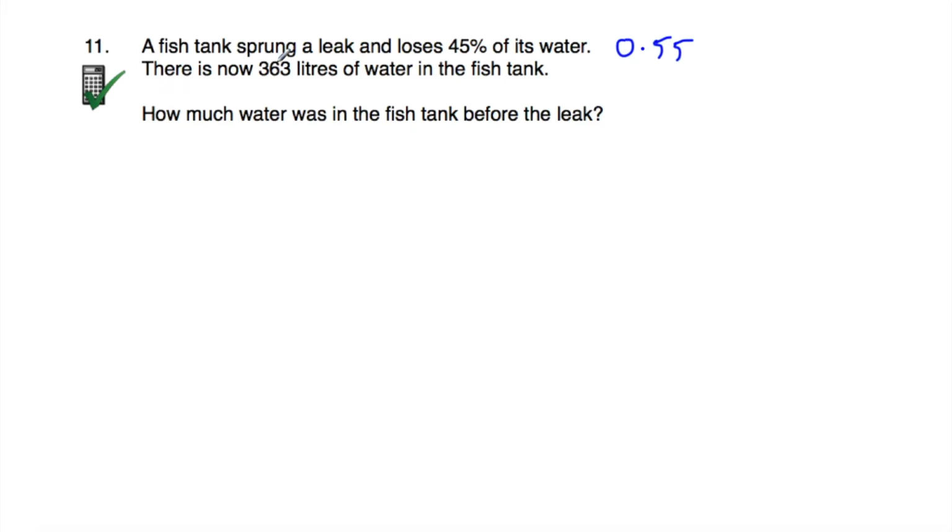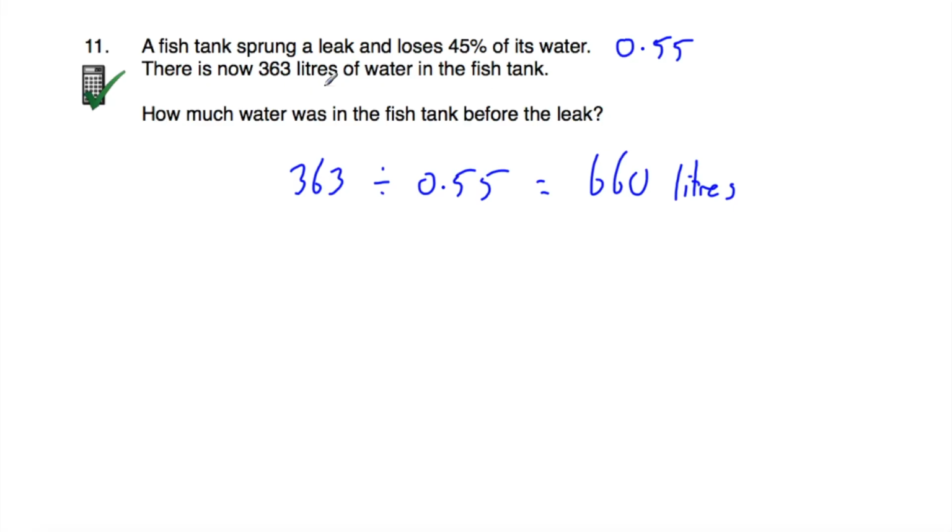And then we're told that there's 363 litres of water left in the fish tank. So that means if we take the 363 and we divide that by the multiplier, that'll tell us how many litres of water were in the fish tank before it had a leak. So 363 divided by 0.55 is equal to 660 litres.